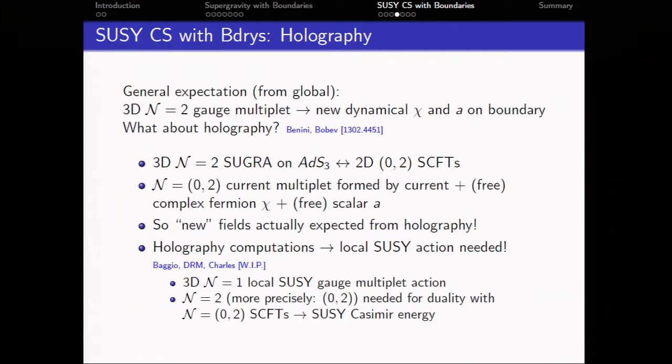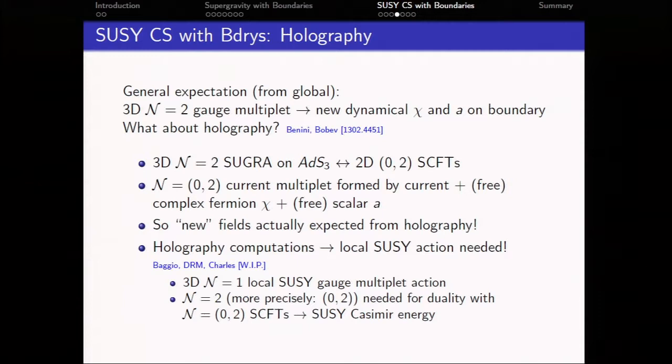So once again, just from the point of view of supersymmetry, holographically, this is exactly what we would expect to find: new fields, right? We want to have these because otherwise, where is the rest of my current multiplet? So I think it would be very nice to do some explicit computations in holography, and this is exactly what our work in progress is.